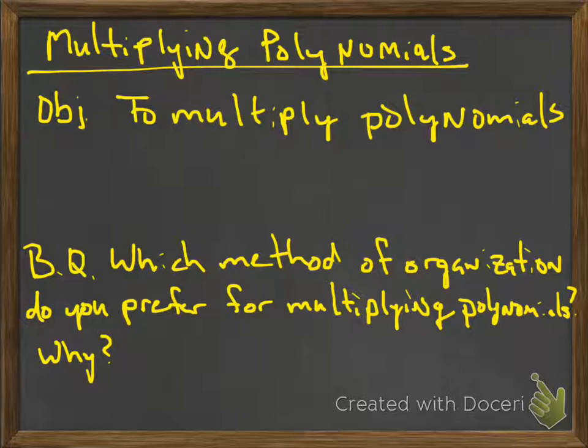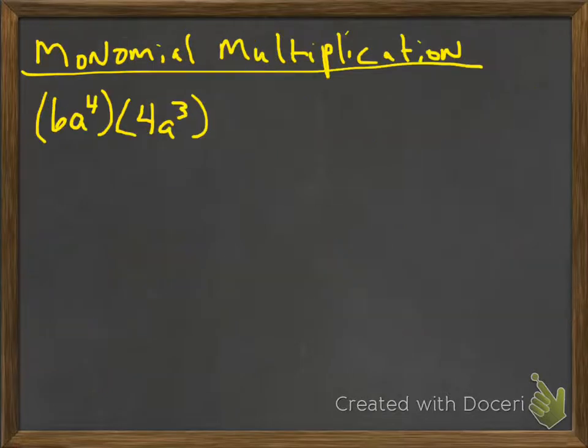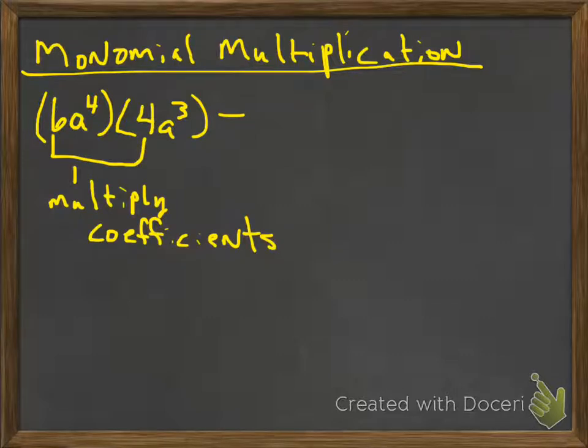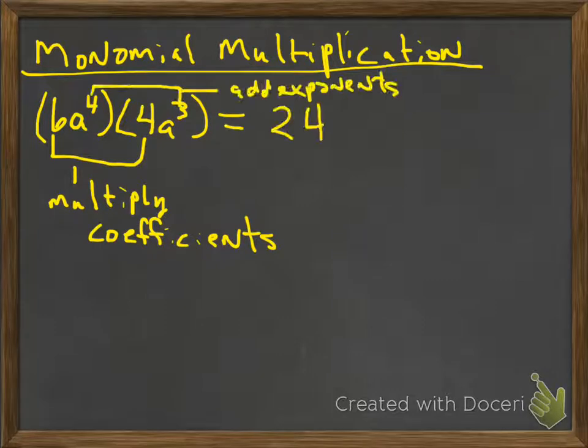So from here, we're going to do some monomial multiplication first. Keep in mind with monomial multiplication, we should first multiply the coefficients, but only add the exponents. Like 6 times 4 was 24, and it doesn't matter if the letters are different or if the exponents are different. Here I've got an a, and 4 plus 3 is 7. So my final answer on this one is 24a to the 7th.